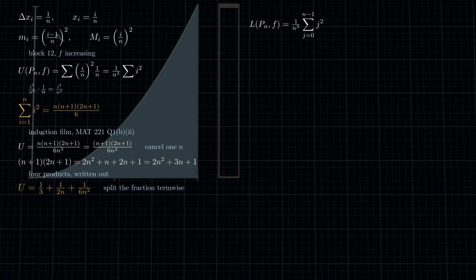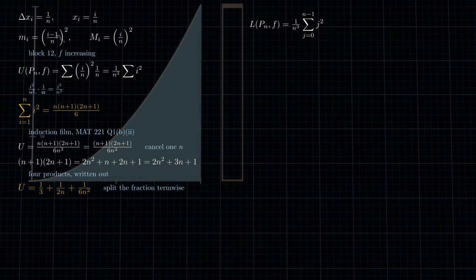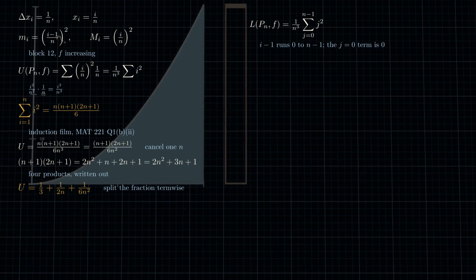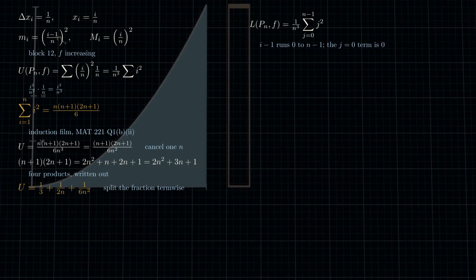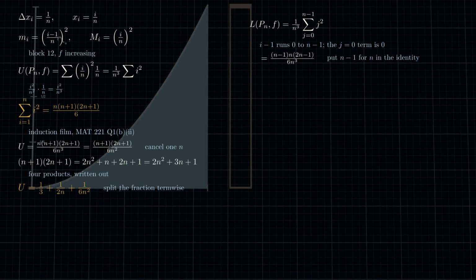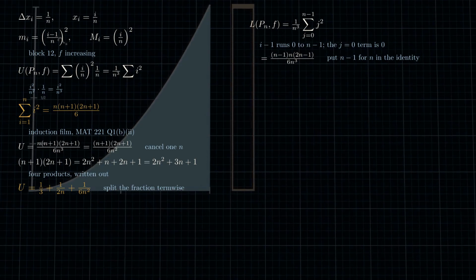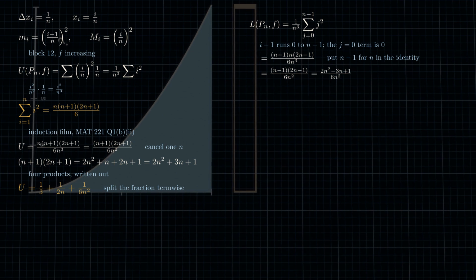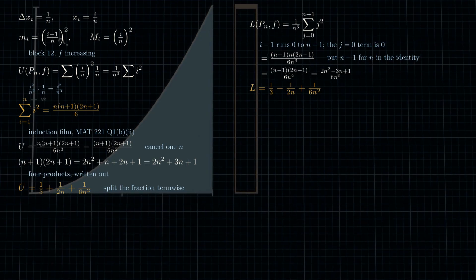Now the lower sum, the same sum shifted by 1. Sum of ((i minus 1) over n) all squared, times 1 over n. As i runs from 1 to n, i minus 1 runs from 0 to n minus 1, and the 0 term contributes nothing. So it is the sum of the first n minus 1 squares over n cubed. Put n minus 1 in place of n: (n minus 1) times n times (2n minus 1) over 6. Over n cubed, cancel 1 n. Multiply out: 2n squared minus 3n plus 1. So the lower sum is 1/3 minus 1 over 2n plus 1 over 6n squared.